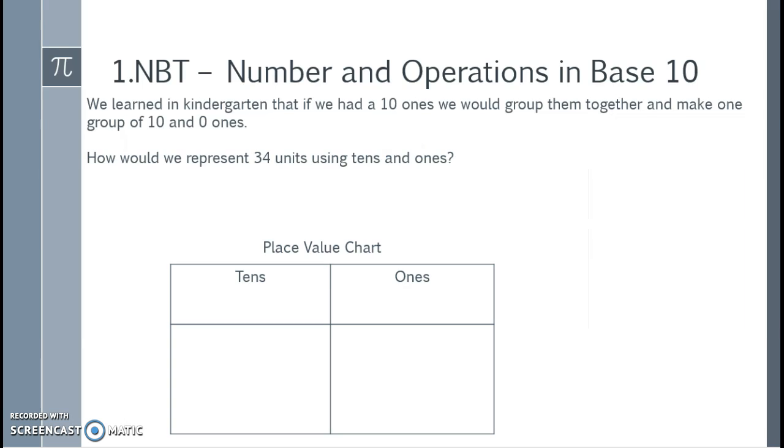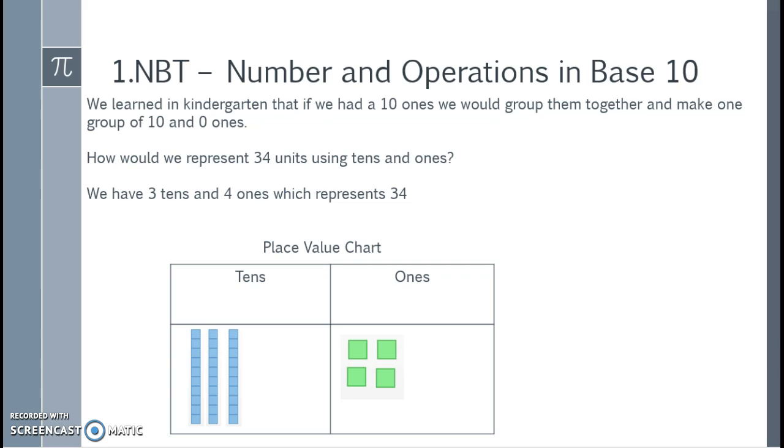How could we represent 34 units using tens and ones? So imagine I have 34 units hanging around just randomly. I can start grouping them into groups of 10. So I would be able to create 3 groups of 10 with 4 units left over. We have 3 tens and 4 ones, which represents the number 34.